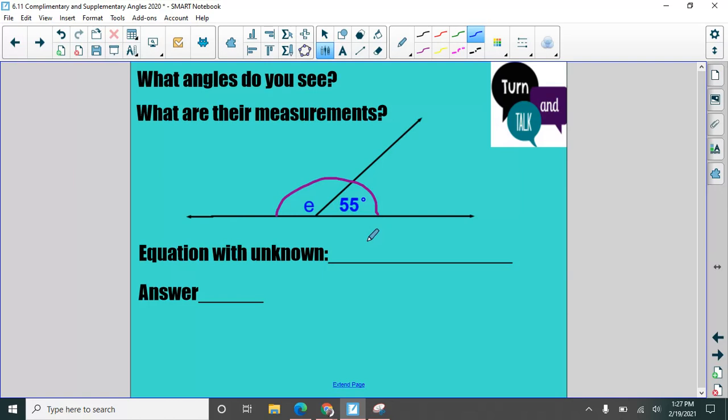All right, I'm going to write it as addition first. E, our unknown, plus 55 degrees equals 180 degrees, or flip that around, right? Because these are inverse operations. We use that correct term, right? Kind of like opposites. Equals E. All right, so now you're going to need to subtract.